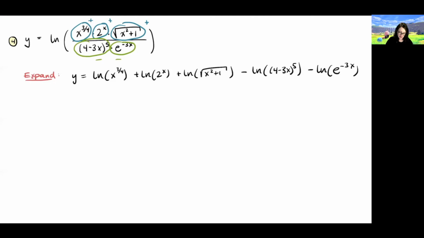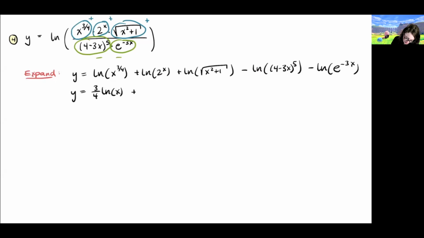Now we want to look at the exponents. So this first natural log can be written as 3/4 natural log of x. This second natural log can be written as x natural log of 2. This third natural log, that radical or the square root, is 1/2 power, so we can bring that down in the front. This 5 can come down and multiply by the natural log of 4 minus 3x. And then we have natural log of e raised to a power. And remember the inverse properties say that those cancel out. And so what we have here is minus just -3x. That's nice, I like that.